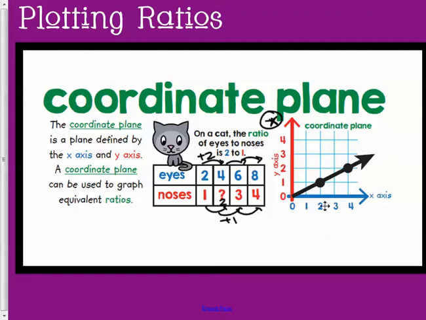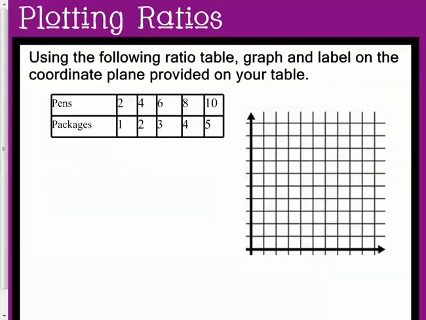Now we need to make sure that we label this. So at the bottom here we would label eyes. And over here we would label the y-axis noses, and this would be cats. Okay, as our title.